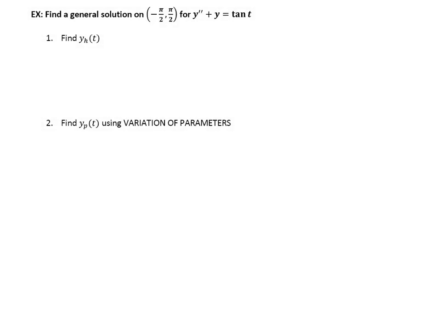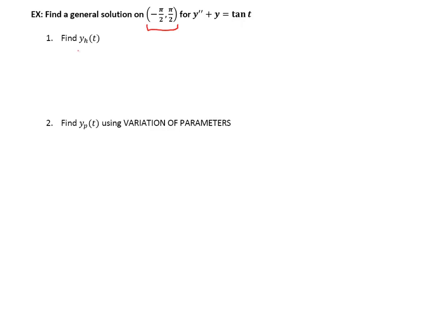In this example, our goal is to find a solution to y double prime plus y is equal to the tangent of t. And the reason why I put a constraint on the domain, or I guess the values of t, is because the right-hand side of my differential equation would have points of discontinuity. So let's just look from negative pi over 2 to positive pi over 2. So here's the process you would go through to use variation of parameters.